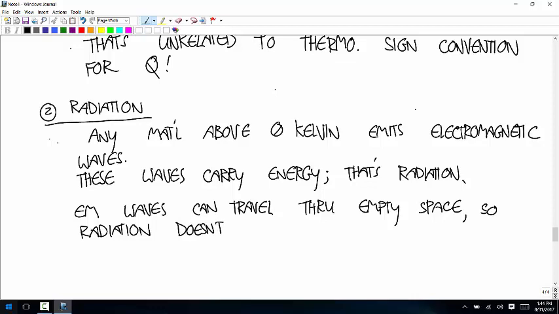Yeah, right. Those electromagnetic waves are particles in some applications and waves in other applications, and that's photons. So radiation doesn't require a medium, and there wouldn't be any life if that weren't true, because we get all our energy from the sun through empty space.